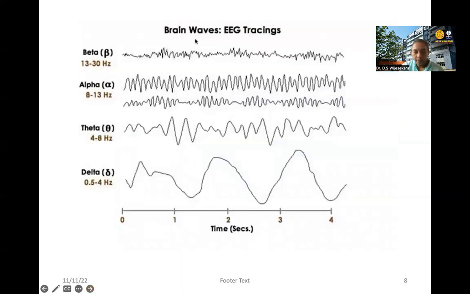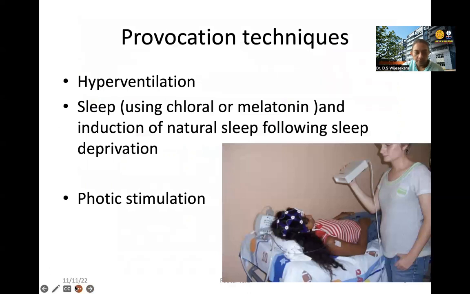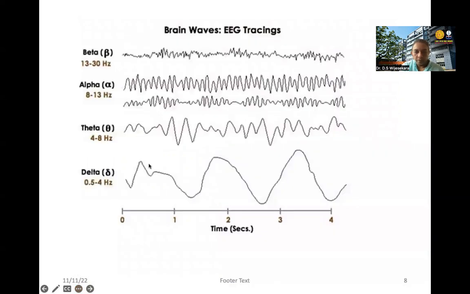So these are the basic waves: beta, alpha, theta, and delta. Beta is when you have a frequency of 13 to 30. That means it's a fast activity. Alpha is the normal rhythm, where it goes from 8 to 13 hertz. That means per second you have 8 to 13 waves.